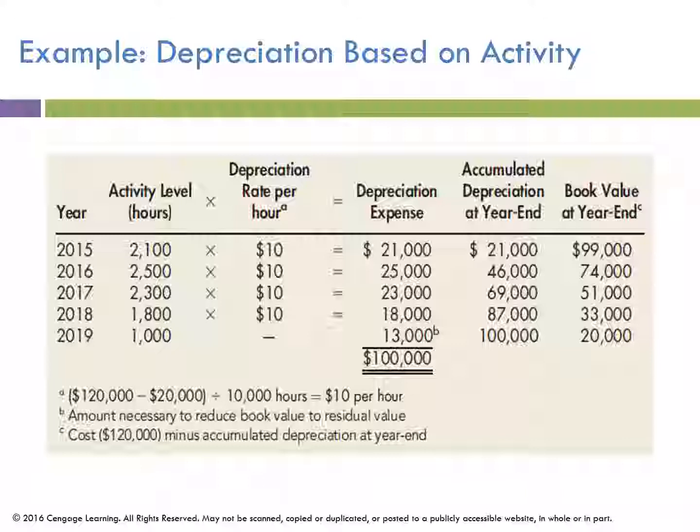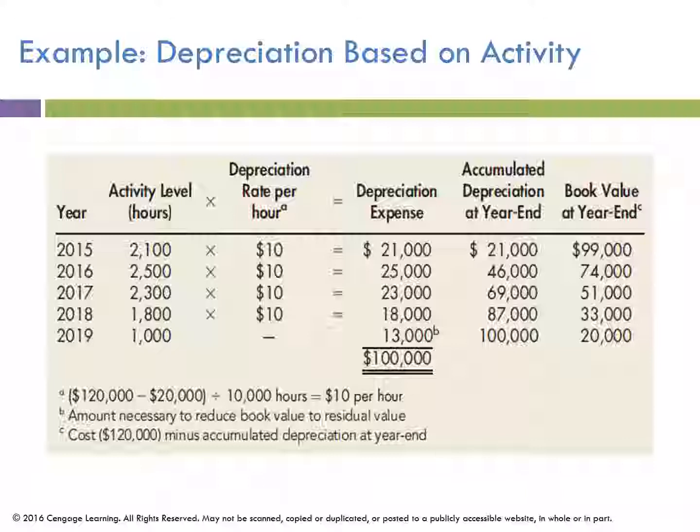So we take 2,100 hours times $10 an hour. $21,000 is the amount of depreciation expense for the first year. You calculate your accumulated the same way. Just add it in when you add more depreciation, because the journal entry would cause it to be posted to that account. And book value is cost minus accumulated depreciation. The next year, use the number of hours in 2016, 2,500 times $10 an hour. $25,000 is your total. And you would do the same for each year.